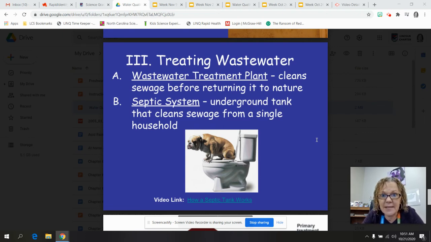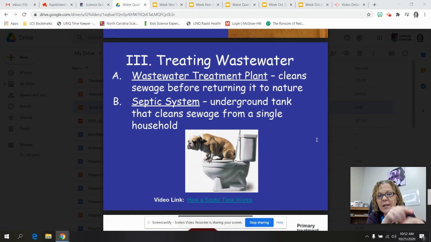Now, septic systems. Those of you that are on well water probably know what this is. A septic system is basically an underground tank that cleans the sewage from a single household. The school's got a septic system. I've got a septic system, even though I'm not on well water, I'm on city water at my house. But basically, it's going to clean that gunk out of the water that comes from my house before it pipes it into the city line and goes to the wastewater treatment.